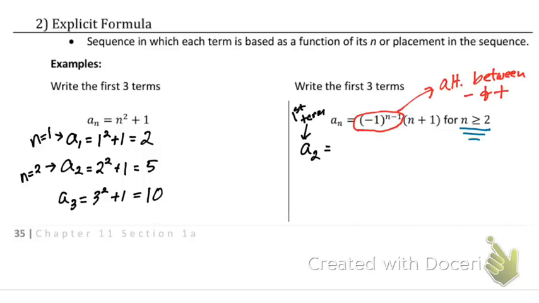I'm going to go ahead and plug in my n. So we're going to have negative 1 to the 2 minus 1 times 2 plus 1. That's going to equal, a negative 1 to the first power is just negative 1. I guess I'll do it all in this one. Negative 1 to the first power times 3 is going to equal negative 3.